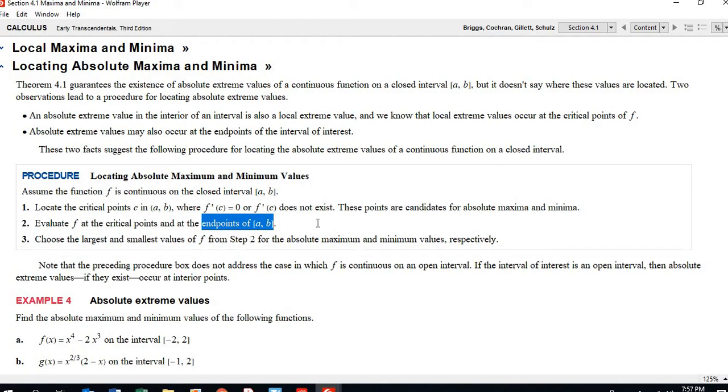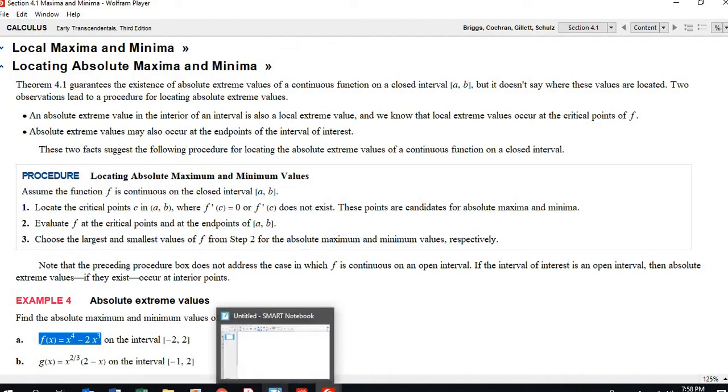So I'm going to switch now to the whiteboard, and I'm going to do an example problem for you. I'm going to do this first example here, part A, f of x is equal to x to the fourth minus 2x cubed on the interval -2 to 2. I'm going to go ahead and do that one for you, okay?